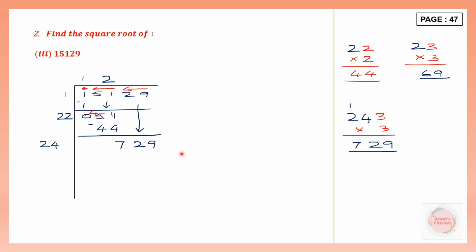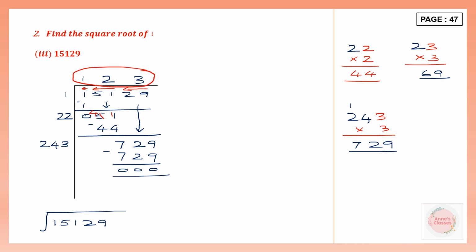So we've got 729 here and here. That means next to 24, we have to put the digit 3. So let's put 3. Now it is 243 into 3. That will give us 729. And our remainder is 0. So we have found the square root of 15,129 and that is our quotient. And what is our quotient? 123. That means if you multiply 123 by 123, you will get 15,129.